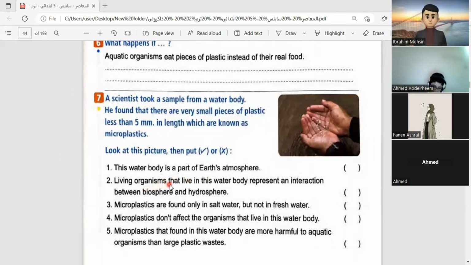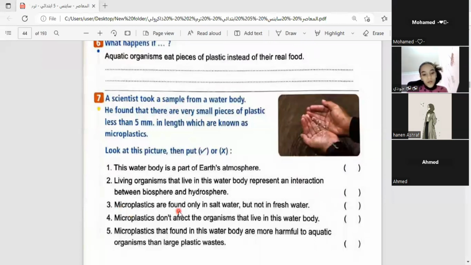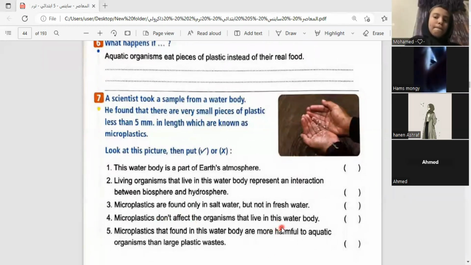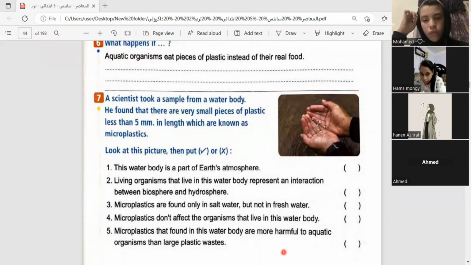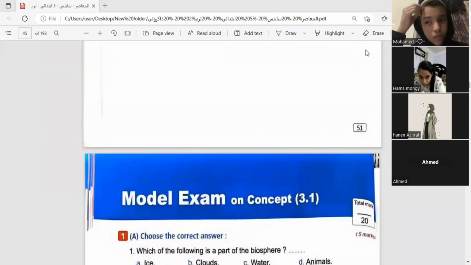Number 2: living organisms that live in this water body represent an interaction between biosphere and hydrosphere. True. Number 3: microplastics are found only in salt water, but not in fresh water. False. Number 4: microplastics don't affect the organisms that live in this water body. False. Number 5: microplastics found in this water body are more harmful to aquatic organisms than large plastic wastes. True. Okay, we finished our lesson.